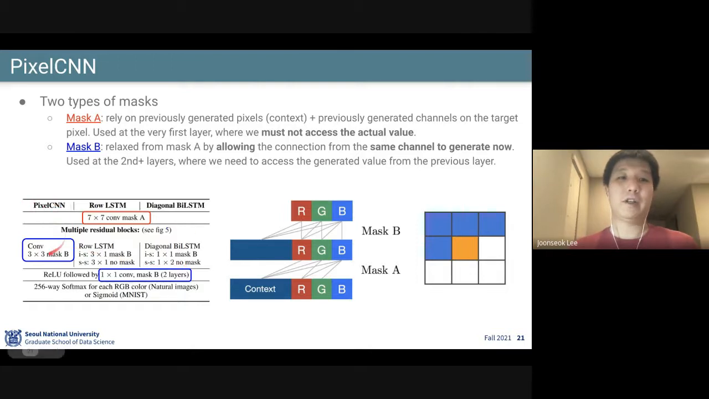And in PixelCNN, they use a 3x3 convolution with mask type B, which looks like this. And here the yellow means they refer to the context as well as the same or previously generated color components. And then it is followed by a 1x1 conv of mask type B. After that is the same, just softmax to generate the probability distribution of each color component.